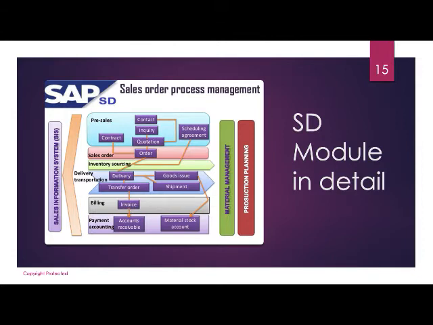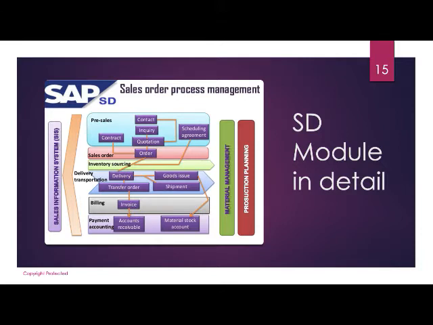Now why are we starting with the SD module? Because the SD module deals with the most important part of business, which is the customer. There are two modules in SAP which deal with the customer. The core module is SD, and another auxiliary module is CRM, Customer Relationship Management. Customer relationship management takes care of most of the marketing or branding activity, whereas SD takes care of everything from pre-sales to cash collection.